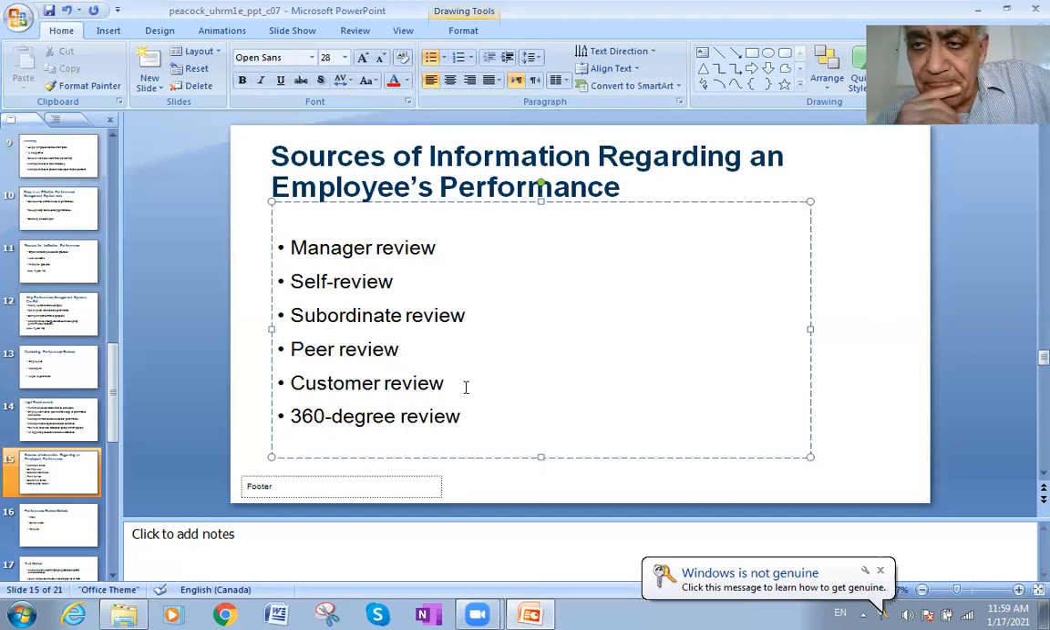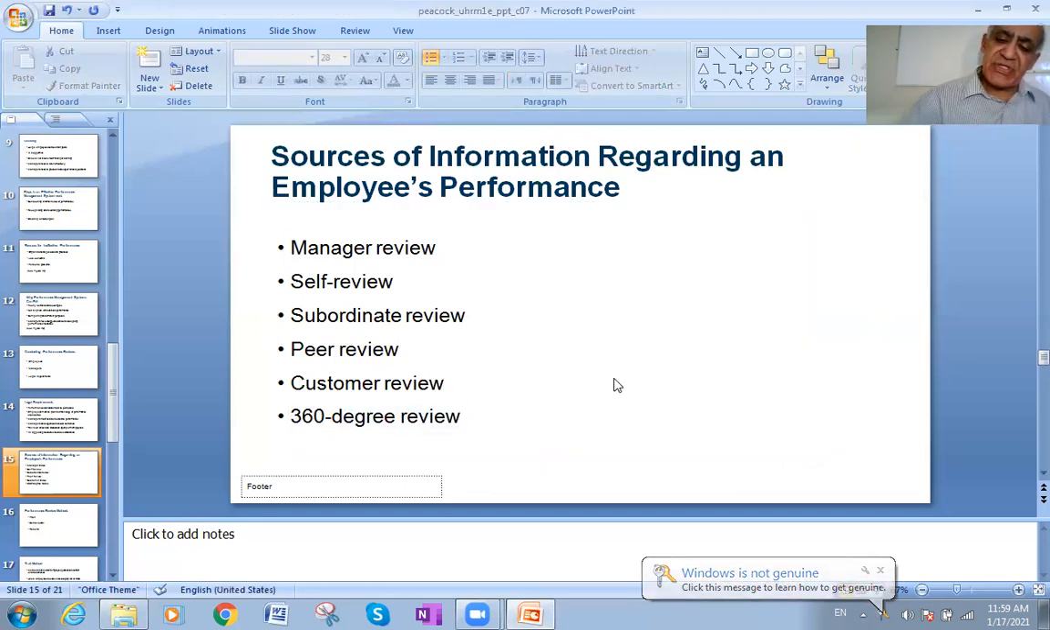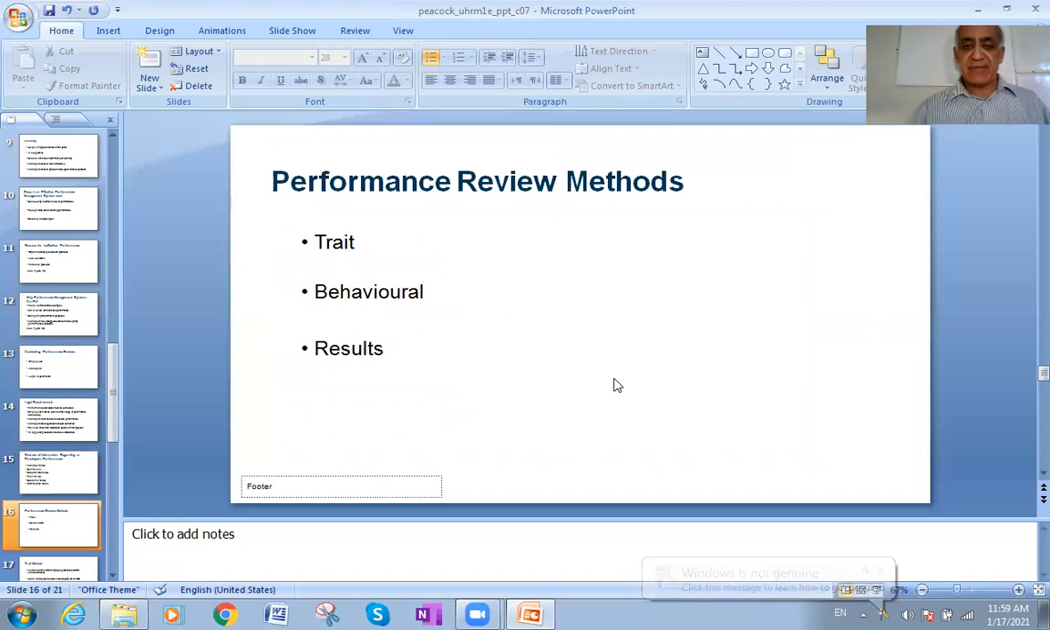As an example, if you want to know whether I'm a good teacher or bad, my boss can ask my students as one of the sources. My students are my customers, so he can ask my students how I am. Then they will tell him I am good or I am bad, right? Okay. 360-degree reviews. Those are reviews including everything.